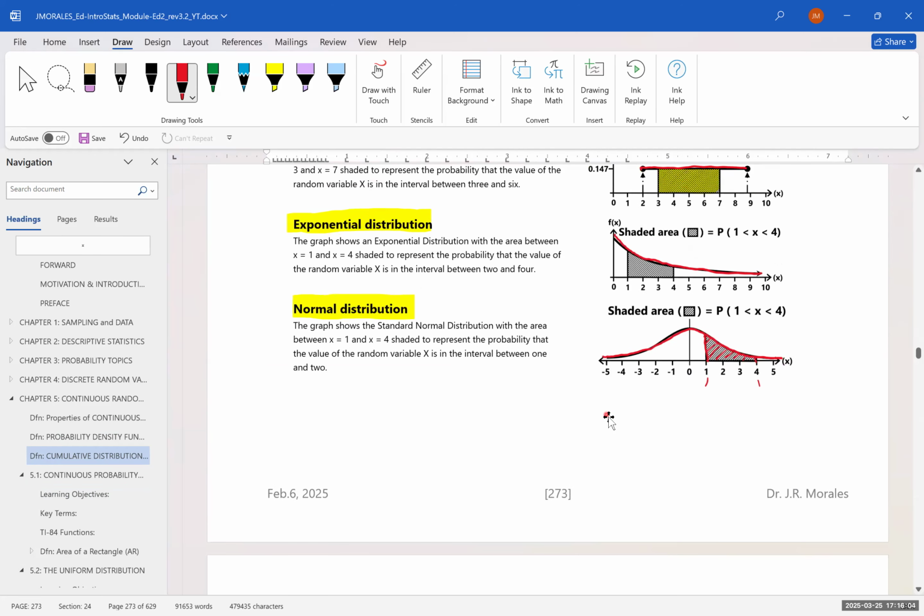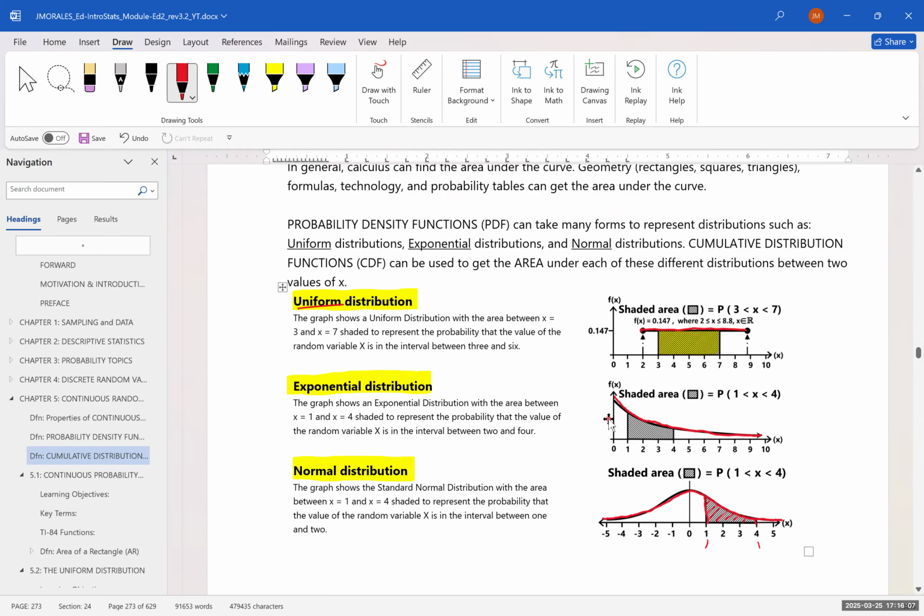Okay, so I think that's enough for this quick little introduction. Again, have in mind area equals probability. Okay, let me know if you have any questions.